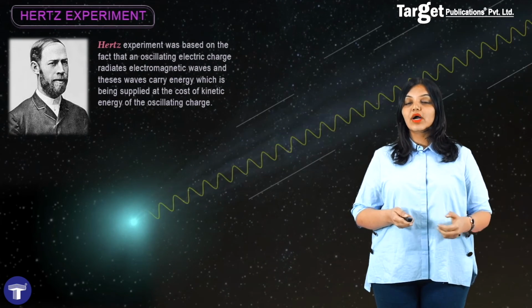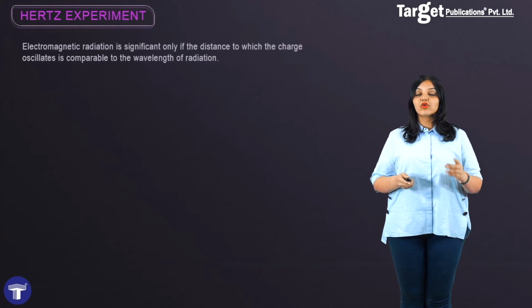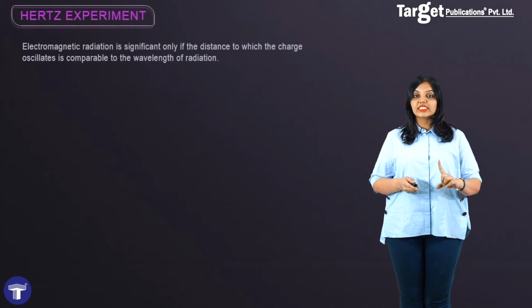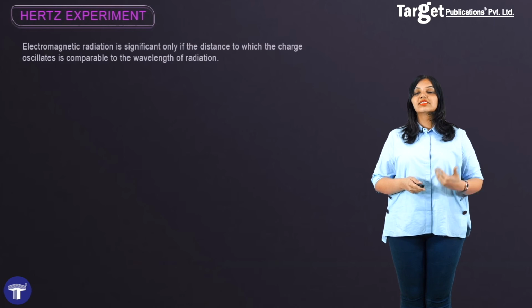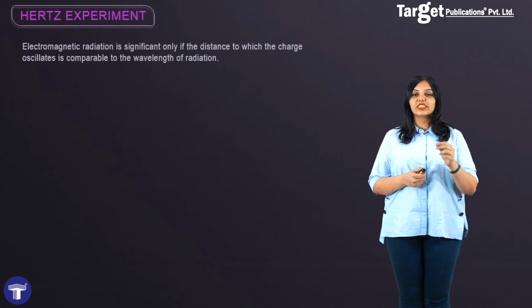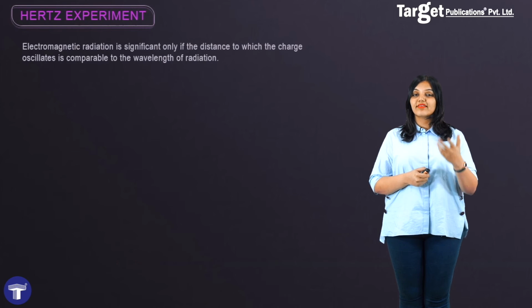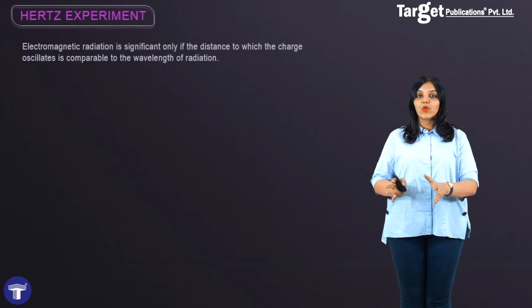While we are not going to outline the experiment here, it is important to note that studying the experiment also revealed one significant point, that electromagnetic radiation is significant only if the distance to which the charge is oscillating is comparable to the wavelength of radiation. And therefore, if you want radiation of a particular wavelength, you have to make sure that the distance to which your charge is oscillating is almost the same order as the wavelength that you require.